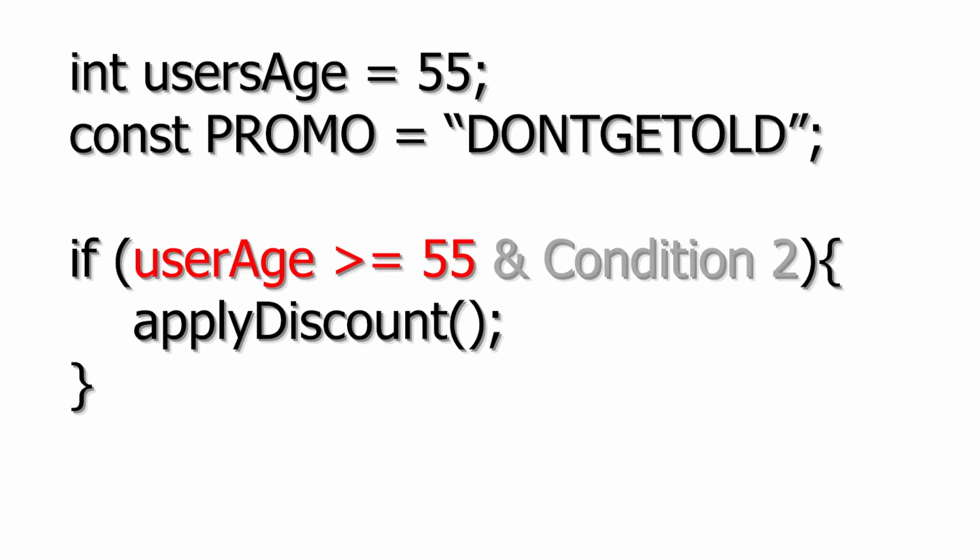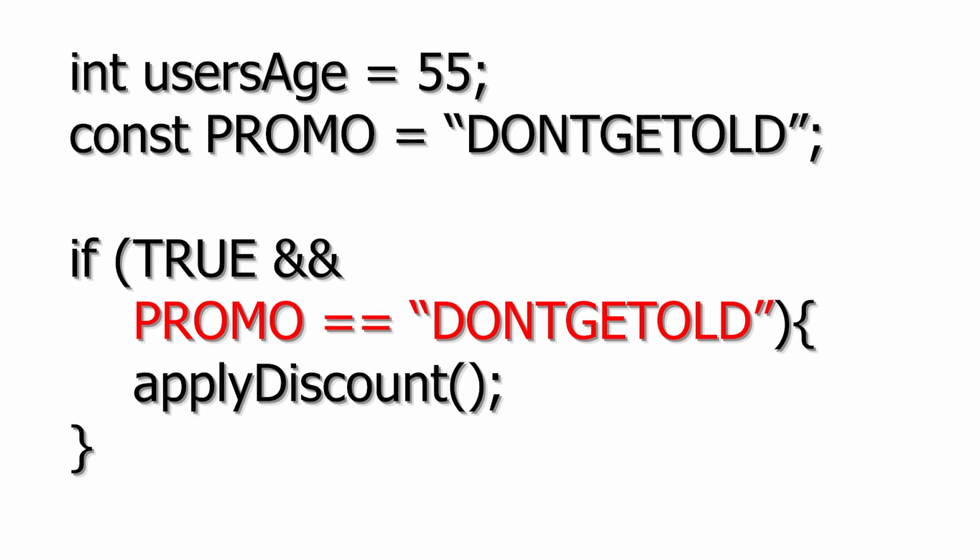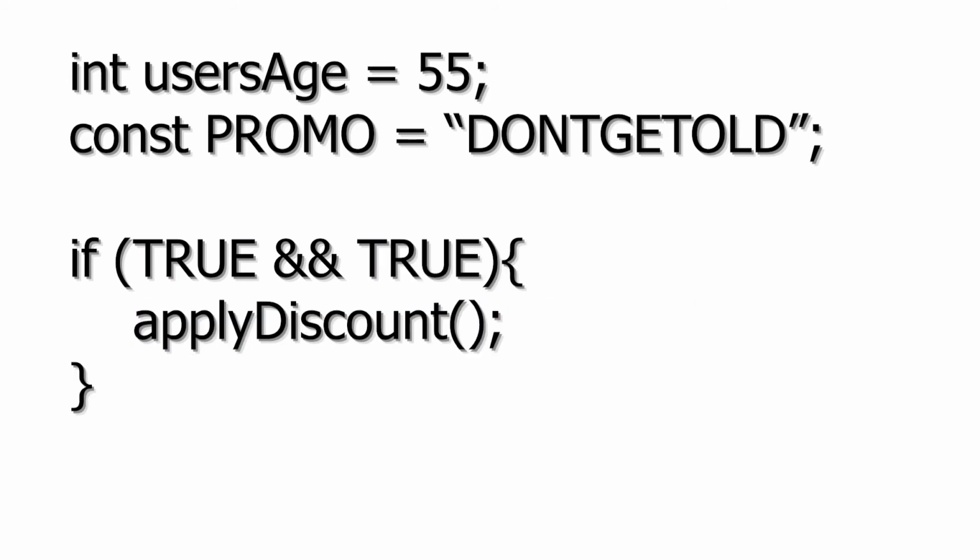If user age is greater than or equal to 55, and the promo equals "don't get old", then apply the discount. So here's that greater than or equal to operator. This is the and operator, and this is the is equal to operator. The computer will first look at each side of the and operator and simplify each side to either true or false. Then it will simplify the true or false data on either side of the and operator to determine if the whole condition is true or not.